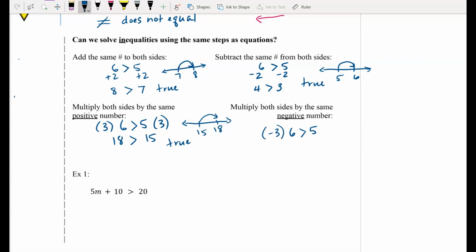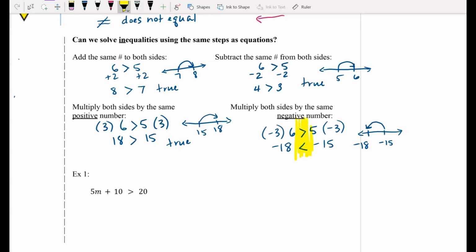Now let's take our simple inequality and let's multiply both sides by the same negative number. So I'm going to multiply by negative 3. Negative 3 times 6 is negative 18. 5 times negative 3 is negative 15. Is negative 18 greater than negative 15? If I put those on a number line, then negative 15 is to the right of negative 18. So that's the opposite of greater than. Negative 18 is to the left of negative 15, which means that negative 18 is less than negative 15. So when we multiplied both sides by a negative number, we had to reverse our symbol.